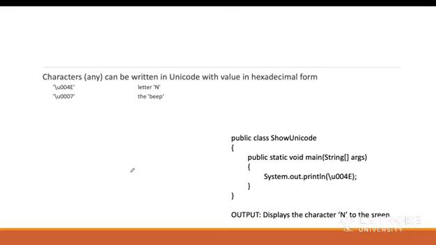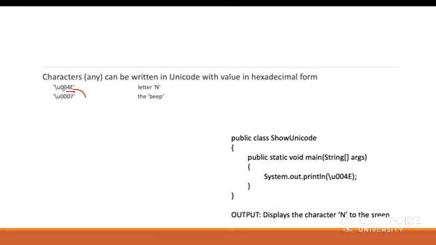The third form in which a character can be represented is using Unicode. Any character can be written in Unicode with the value in hexadecimal form. If you see here, this value is in hexadecimal form. How do we know? Because there is this letter E. In hexadecimal, the range is from 0 to F. So 0, 1, 2, 3, 4, 5, 6, 7, 8, 9, and then 10 is represented as A, 11 is represented as B, and so on. That's how we can say that this is a hexadecimal value.